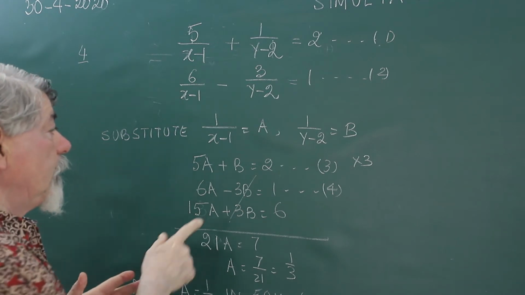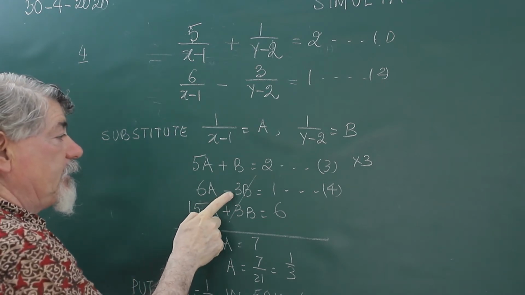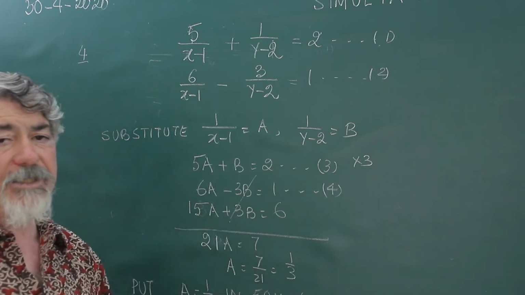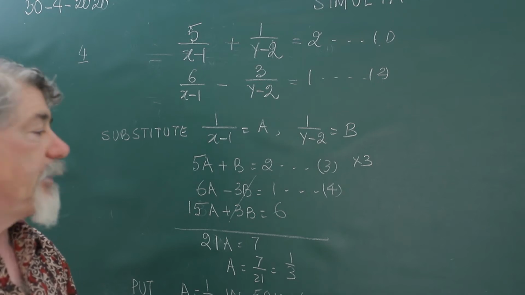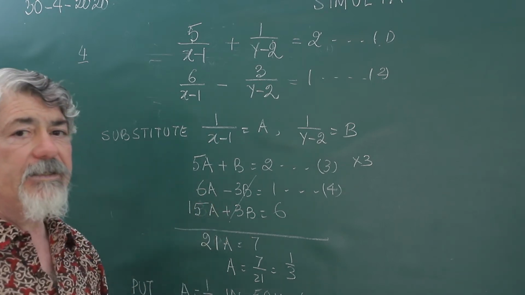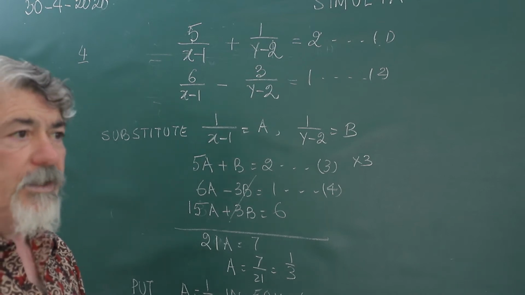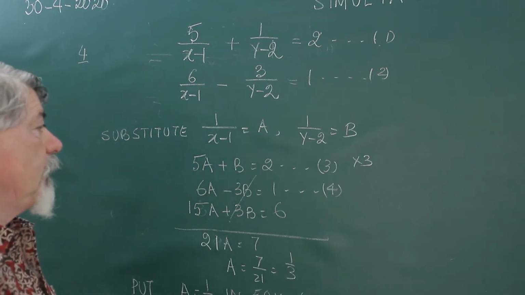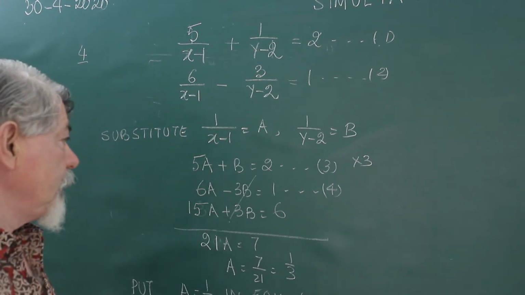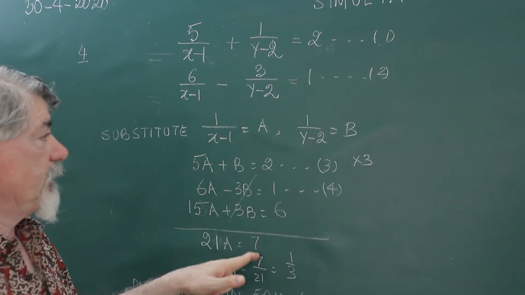I told you because here the coefficient of b is minus 3 and here the coefficient of b is plus 3. So they are of the opposite sign. If they were of the same sign, then I had to subtract the two equations. But because they are of the opposite sign, we can add and cancel them. So we add these two equations.